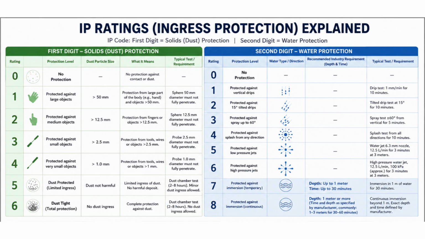The second digit represents water protection. Ratings 1 and 2 cover dripping water, while 3 and 4 protect against spray and splashing. Rating 5 covers low-pressure water jets, and rating 6 covers stronger water jets. For immersion, IPX7 generally means temporary immersion up to 1 meter for about 30 minutes. IPX8 means immersion beyond IPX7 conditions, with the exact depth and duration specified by the manufacturer, commonly around 1 to 3 meters for 30 to 60 minutes. So IP67 means dust type plus temporary immersion protection, while IP68 means dust type plus greater immersion protection.